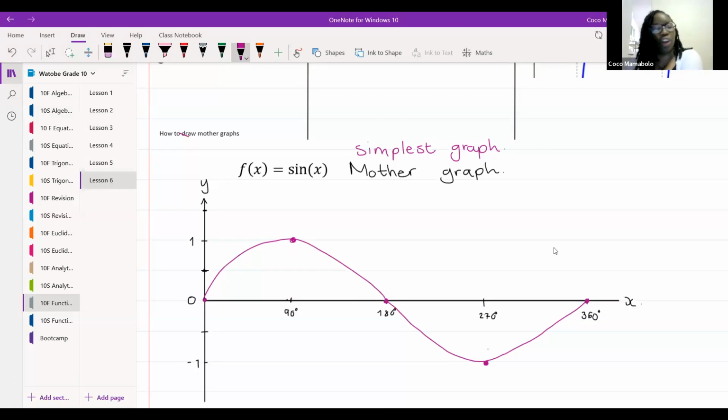No, Karabo, they're not. But that's the beauty of the mother graph. And I'm going to explain.